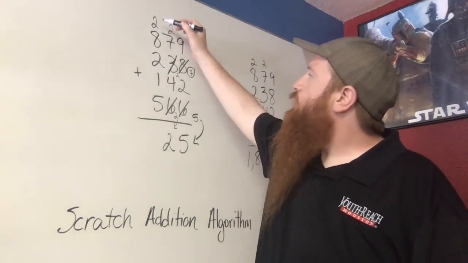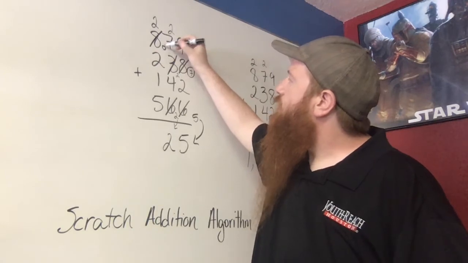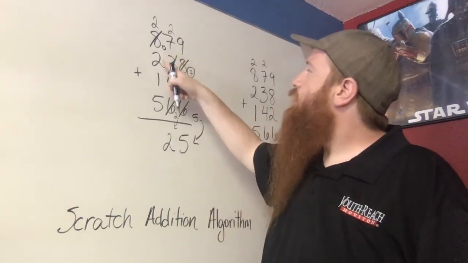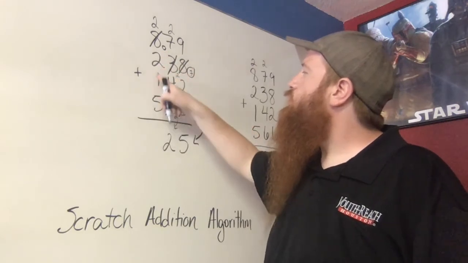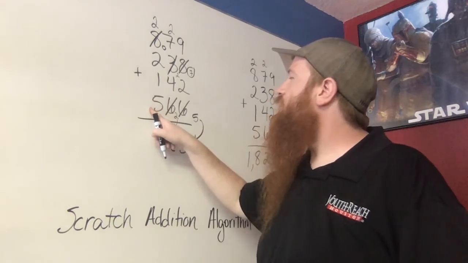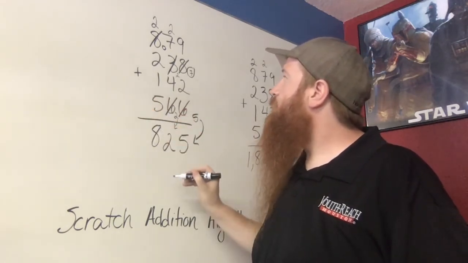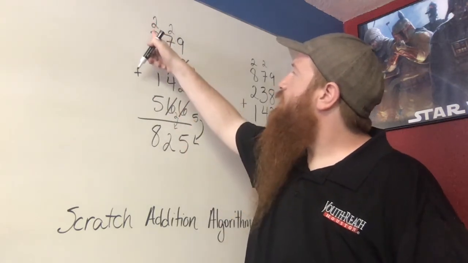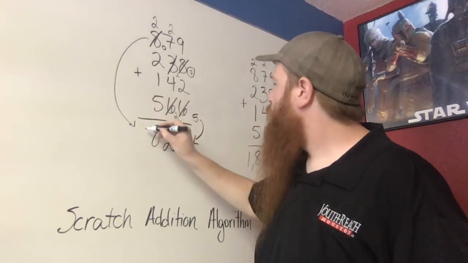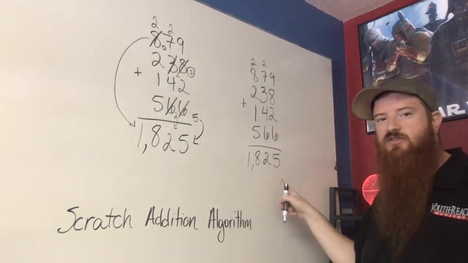8 plus 2 gives us 10. So we're going to scratch through this and write our little 0 right there. The 0 plus 2 gives us still 2. 2 plus 1 is 3. 3 plus 5 is 8. So we can write our 8 right here. And then we're just going to bring down our scratches over here. And that gives us the same answer that we came up with using the traditional method.